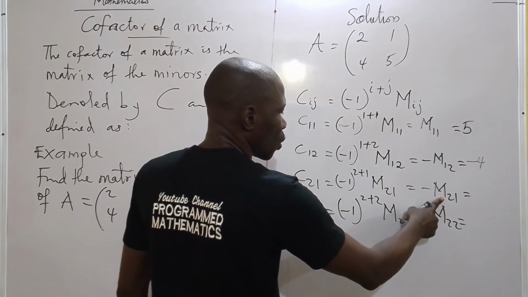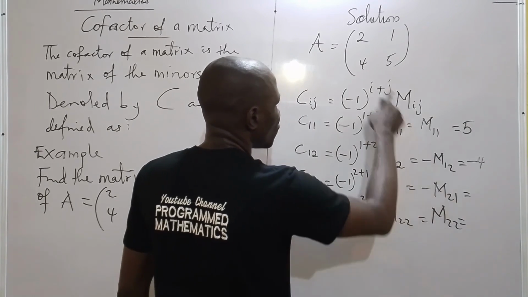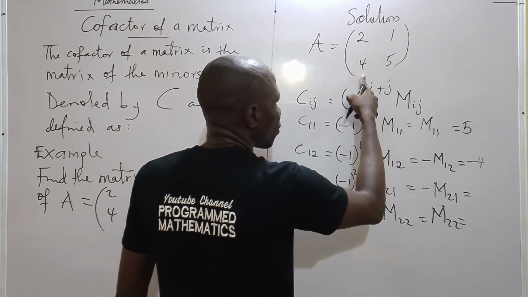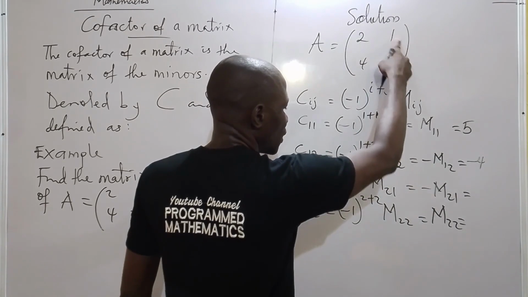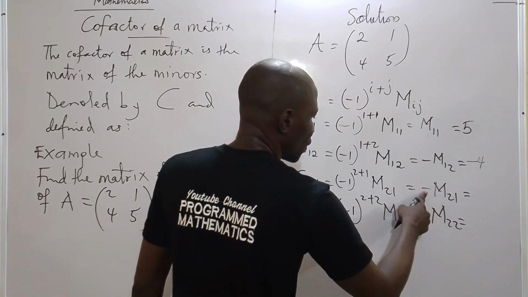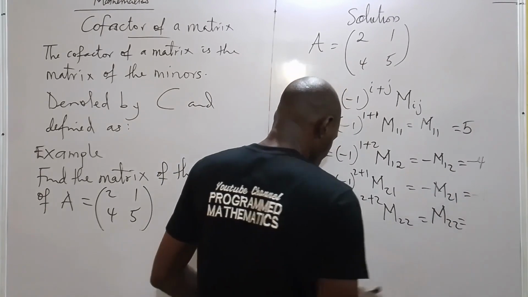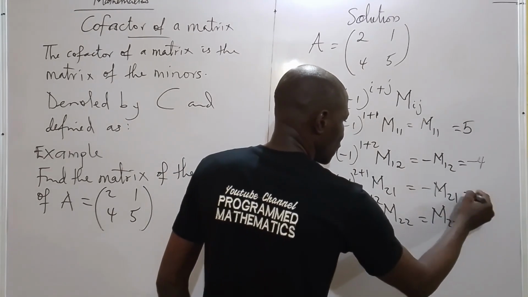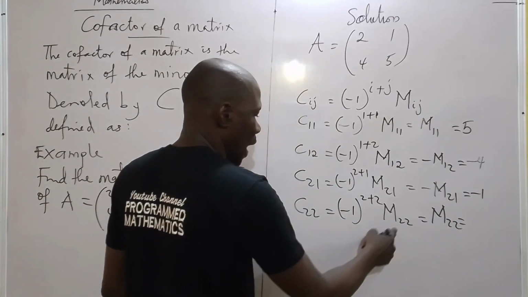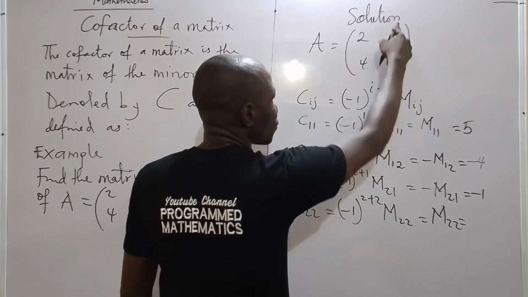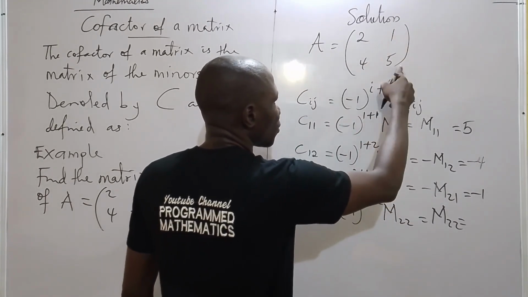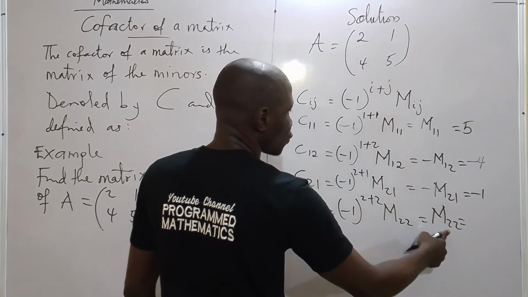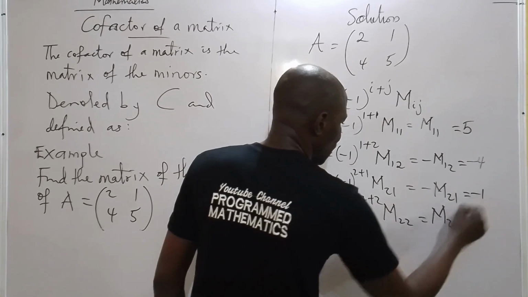Then M21, second row, first column. Delete them. We're left with 1 here. So M21 is 1. Because of the minus here, we have minus 1. Okay, so this is minus 1. While M22 is second row, second column. Delete second row and second column. When we do that, we're left with 2. So M22 is 2. So this is simply 2.